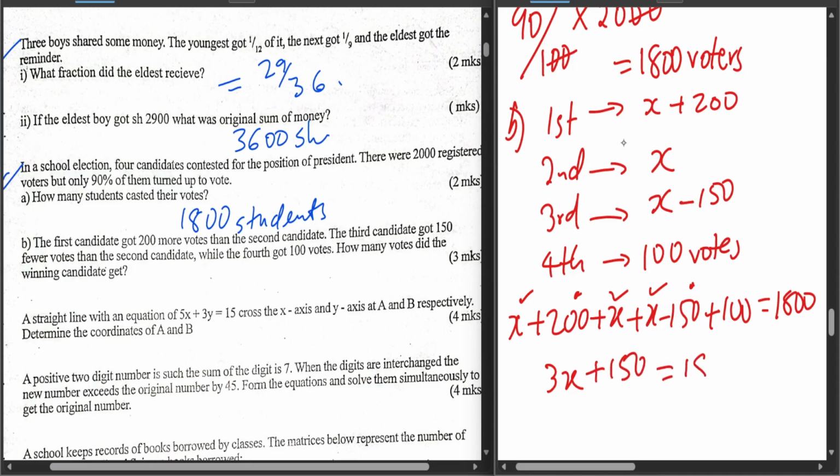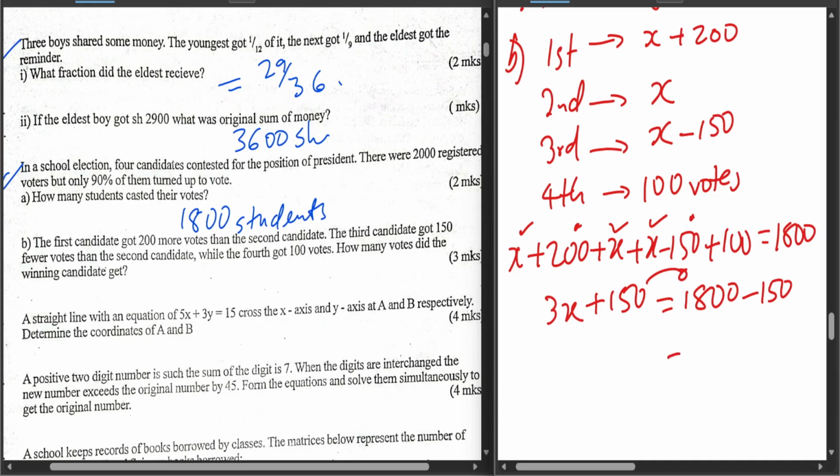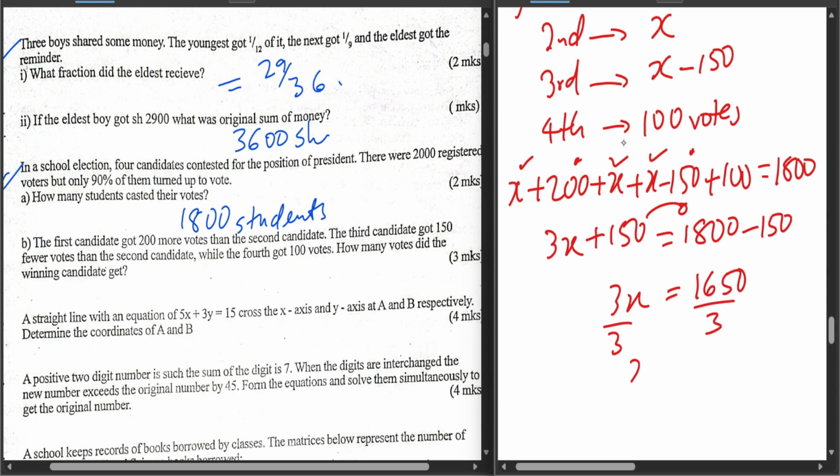150 plus 3x is equal to 1,800. Put the 150 to the other side, minus 150. 1,800 minus 150 is going to give you 1,650 equal to 3x. And then divide by 3. 1,650 divided by 3 is going to give you I think 550.